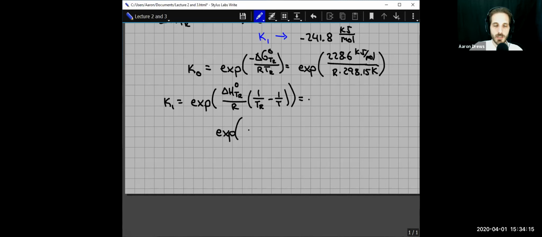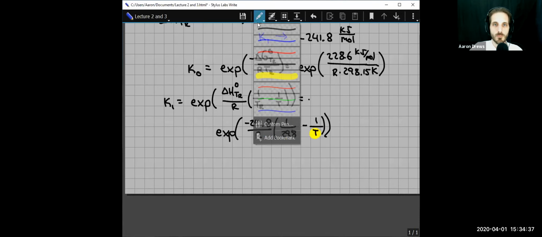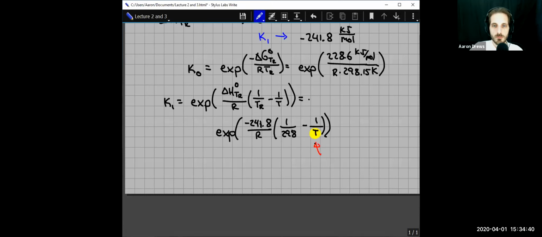Exponential of our delta H that we just calculated, which is 241.8 divided by R. The reference temperature here is, again, 298, because that's where these are tabulated. And they're subtracted off a 1 over T, where T is whatever temperature that we want. And so this T, that's your reactor temperature. So if somebody tells you that you have an equilibrium reactor operating at 400 Kelvin, that's the T that they're talking about, right?